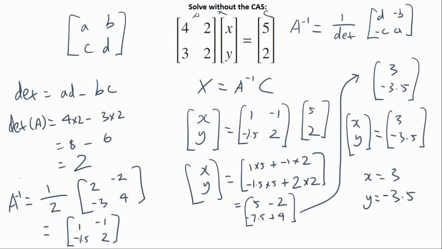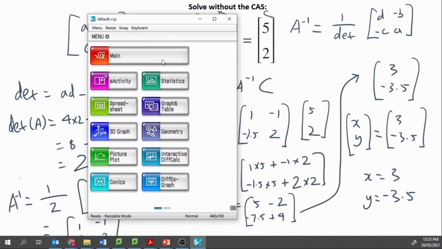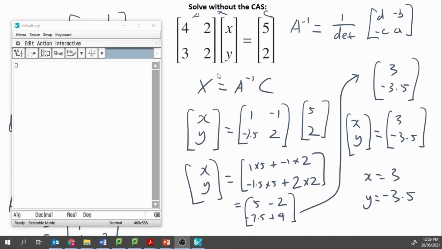Alright, now that we know how to do that by hand, let's just make sure we know how to do that using a CAS calculator as well. So I'll just bring that up here. So first step, go into main and make sure you've cleared everything, because if you've got variables set, it's going to mess with your calculation. So make sure you've got all that cleared. Alright, next step, let's look at the equations again. So the matrix equation, that's what it is, AX equals C. We're going to jump straight to here with the CAS.